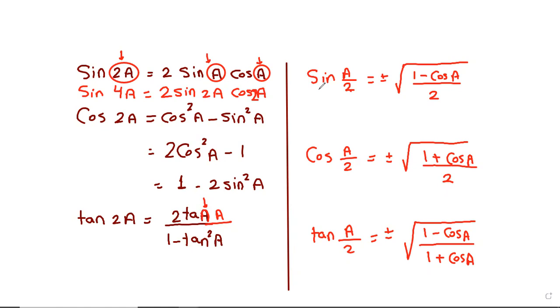And also, we have proved that sine a over 2 equals positive or negative square root of 1 minus cosine a over 2. And cosine a over 2 is positive or negative the square root of 1 plus cosine a over 2. Look at the angle here is a over 2, and this angle is a. So in this case, this angle is the half of this angle. And tan a over 2 is equal to positive or negative the square root of 1 minus cosine a over 1 plus cosine a.